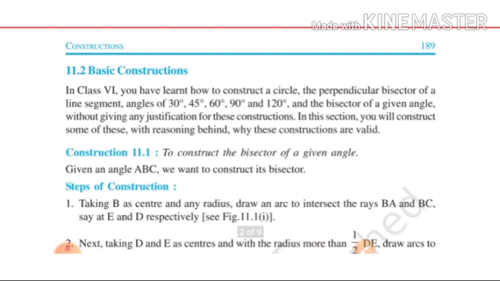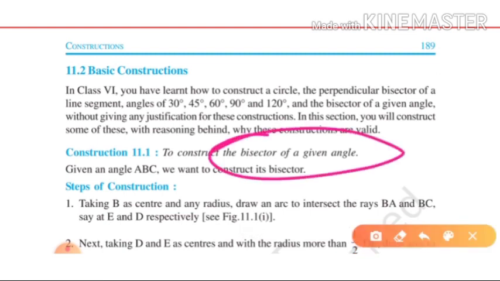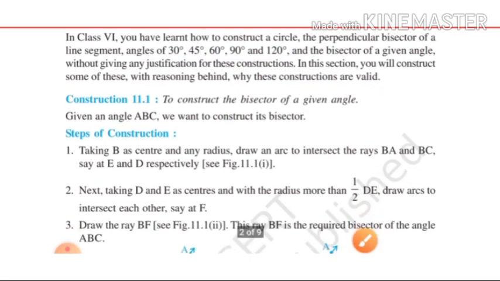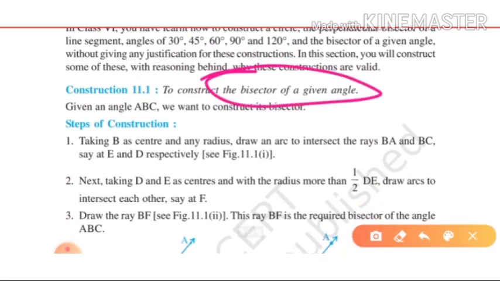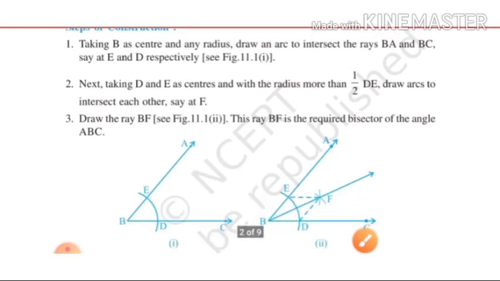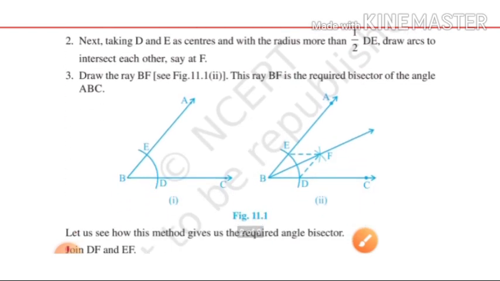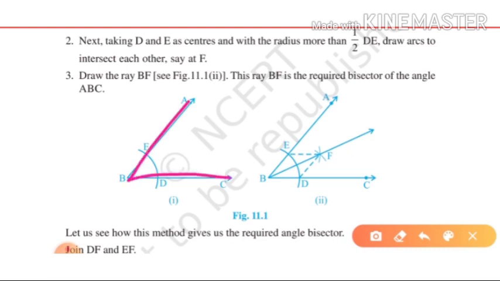At first we'll learn how to bisect a given angle. Previously we learned how to draw the angles 30, 45, 60, 90, and 120 degrees. Here we'll learn how to bisect an angle. We'll be given one angle, say this angle ABC.